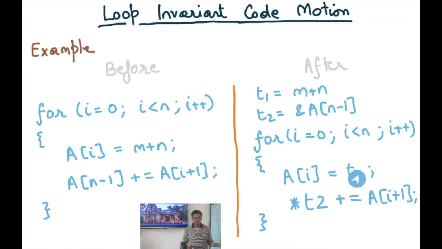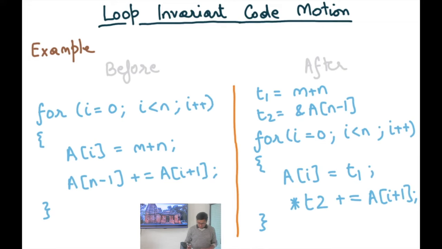So instead of m plus n, I just replace it with t1, and instead of a[n-1], which involves arithmetic of adding n minus 1 to a, all that has been done a priori into t2, and I just need to dereference t2 and then add a[i+1] to it. So these are examples of loop invariant code motion transformations, and we want to know how we are going to implement such transformations. First of all, once again, I want to point out that these are very consequential transformations because the loop may execute a large number of times.